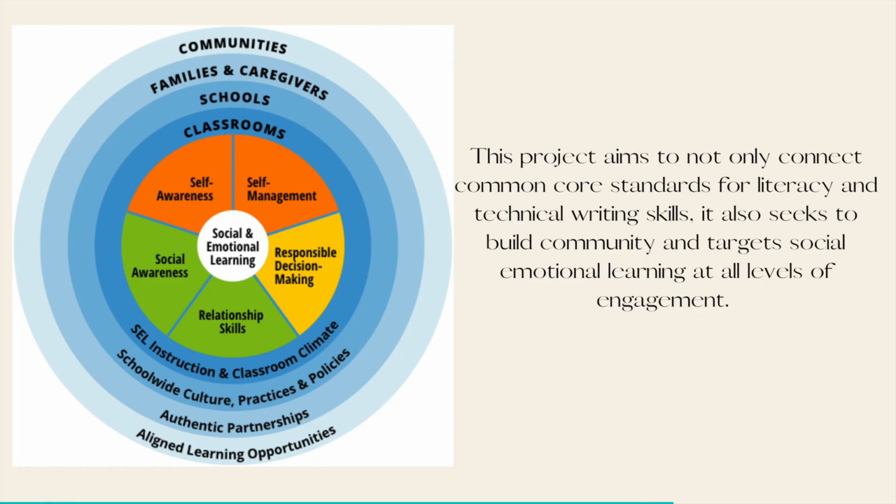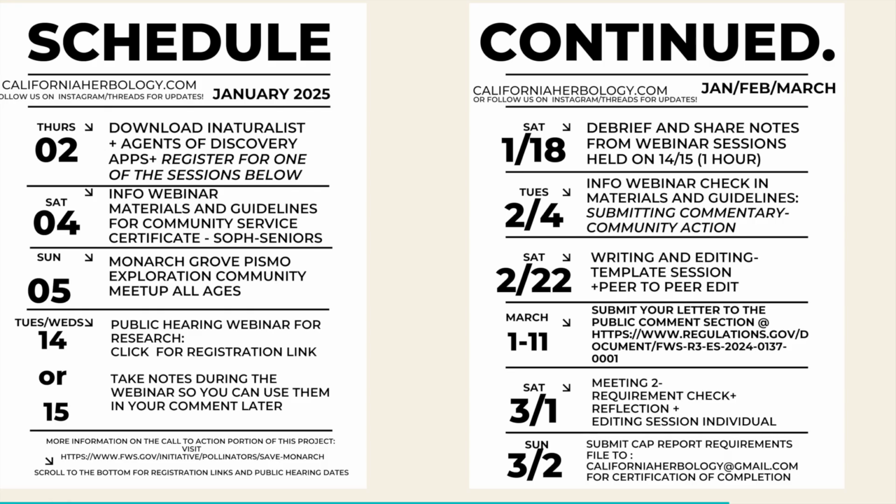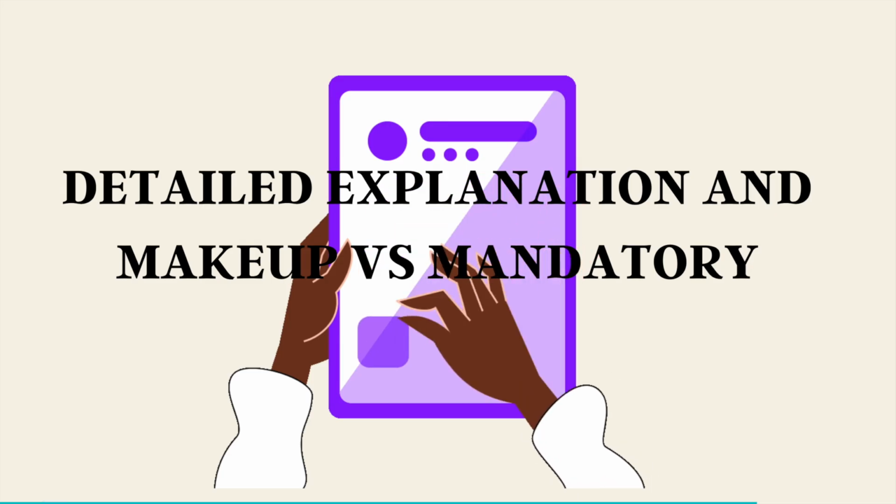Again, I do aim to focus on the CASTLE competencies, and I was just given this one that includes outdoor considerations. This is from Grow Outside, so if you'd like more information, you can go to that site. Here is a list of schedules. This is going to be on californiaherbology.com, so you can always refer to these as a checklist to go through. And here is a more detailed explanation of these requirements.